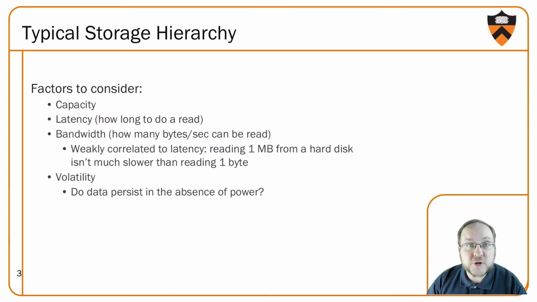So in a typical storage hierarchy, what do we care about? We care about how much we can store. We care about how long does it take to start reading or writing to a storage device. And we care about how fast we can read or write once we get started. So that's the difference in between latency and bandwidth, is that the latency is how long does it take to get started. The bandwidth is how much can you pump through the pipe once you do get started.